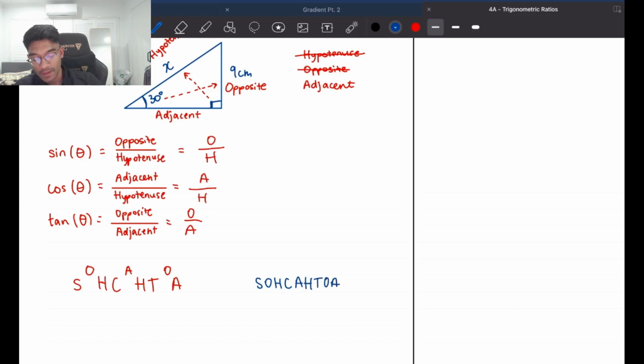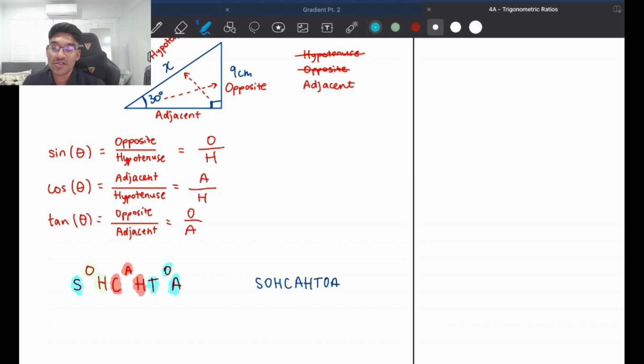SOHCAHTOA. And what this tells us is that if we're using sine, it's opposite divided by the hypotenuse. If we're doing the cos, it's adjacent divided by the hypotenuse. And if we're doing tan, it's our opposite over our adjacent. So that's why I like using that, because it actually puts it out there for you to see. So what we do is we use all this information to find the unknown length of a side, and later on we'll be using this to find out the angle as well.